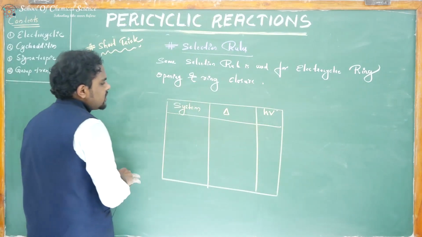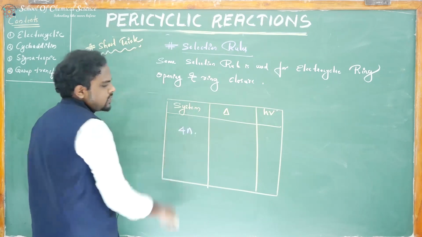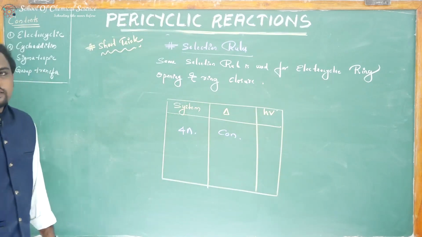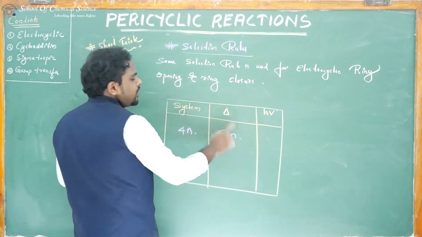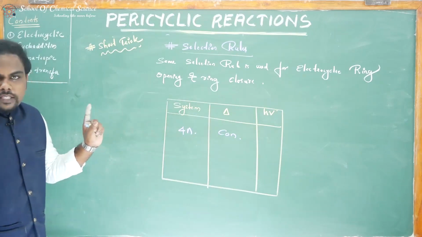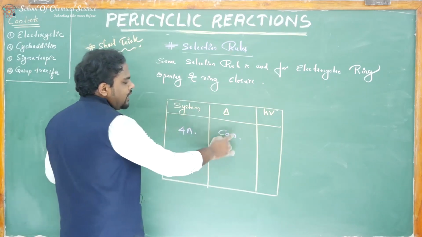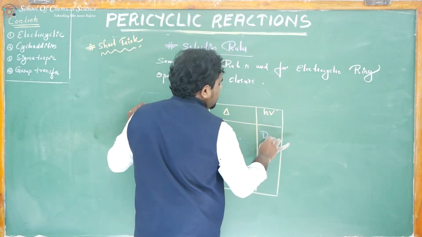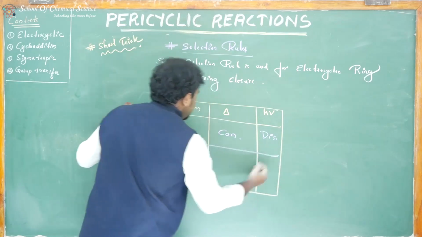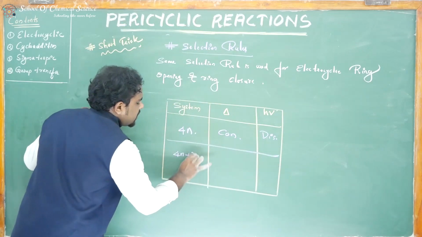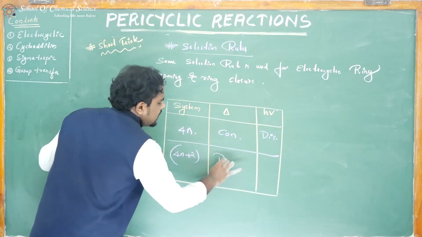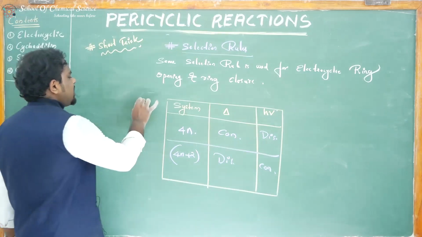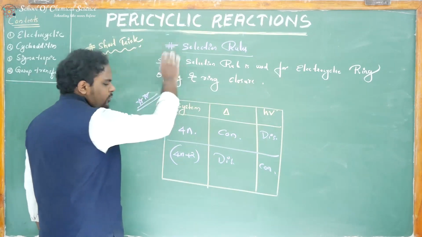If your system is a 4n system, thermal condition, what type of rotation? Con rotation. 4n thermal con. That's the only thing that you have to memorize. Then 4n photochemical dis. Then what about the 4n+2 system? 4n+2 thermal dis. This is con. So give a star mark.